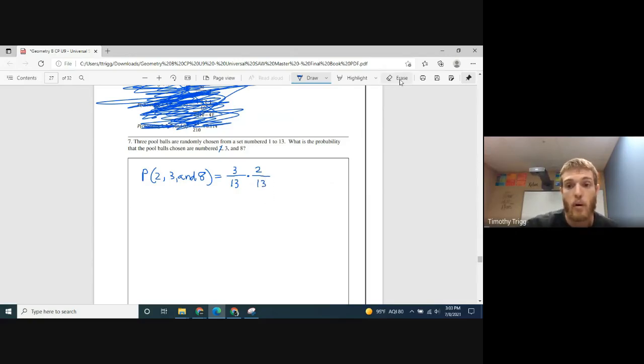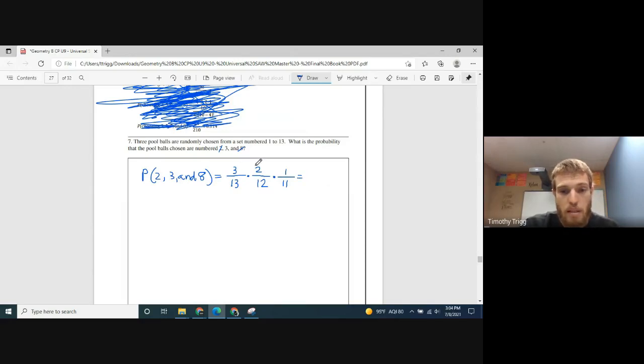Well, not 13 anymore, because you've pulled one of the pool balls out and set it aside. Now there's only 12 in the bag. So let's say I pulled out another one of the good ones, the 8. Now only the 3 is left in the bag. What's the probability of me getting that 3? Well, it's 1 out of 11, because now there's only 11 pool balls.